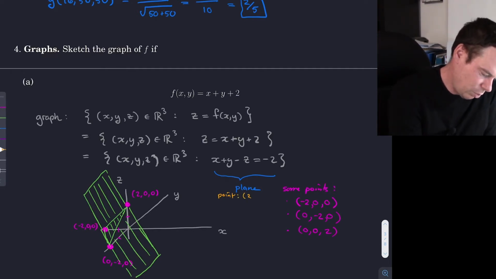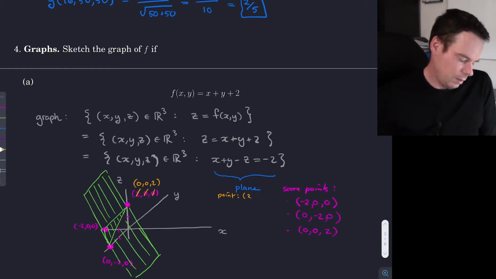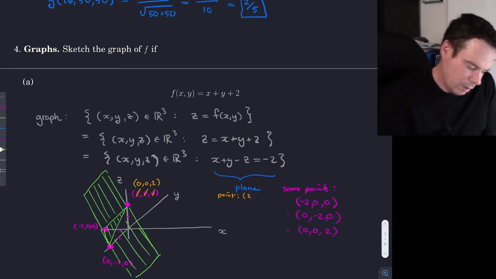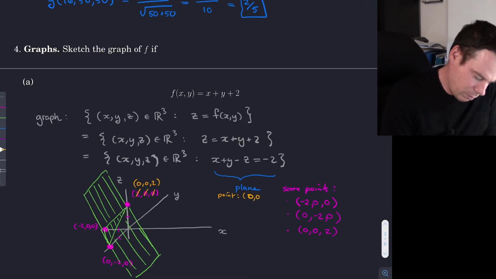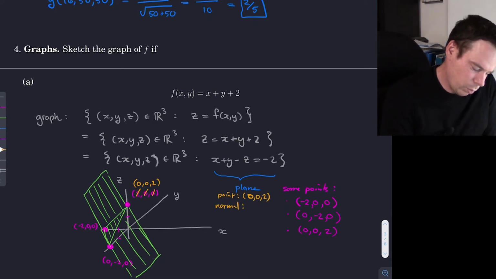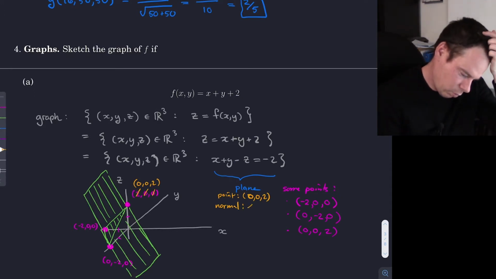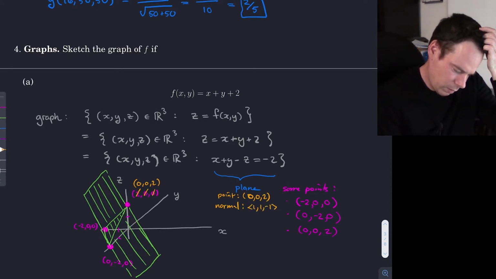Sorry, I wrote 2, 0, 0 up there. I see that I've made a mistake. It should be 0, 0, 2. That's the point on the z-axis that we wanted. So there's our point. I'll write that one down, 0, 0, 2. And a normal. The normal we can read right off from the equation. So the normal would be 1, 1, -1.